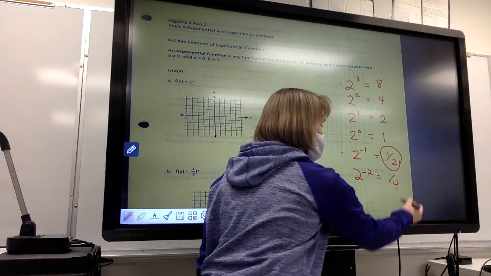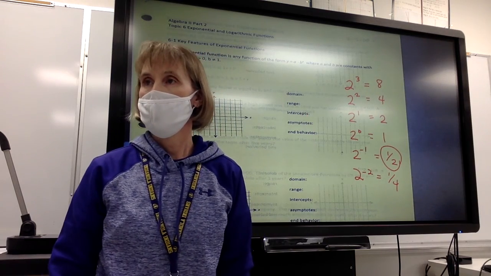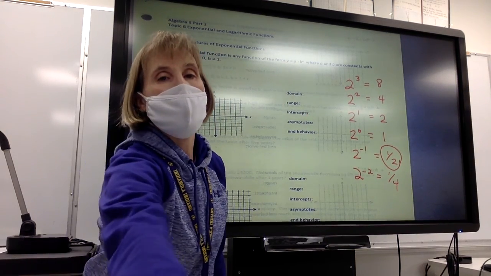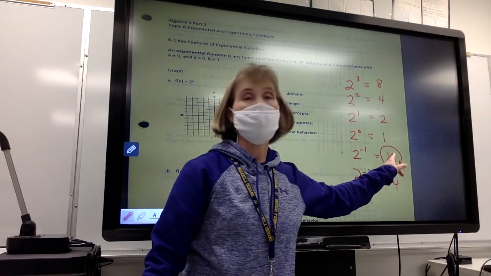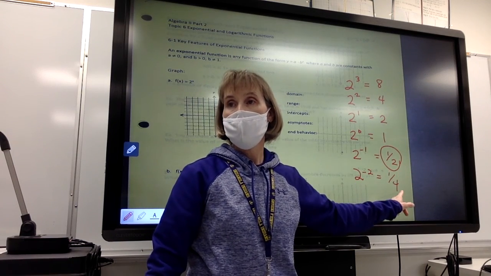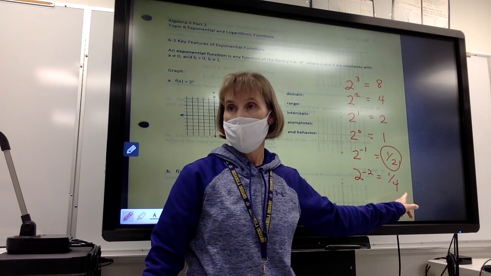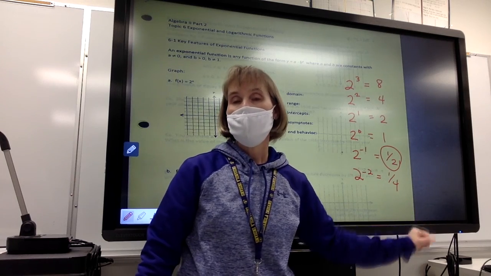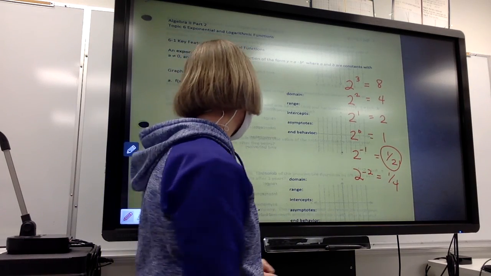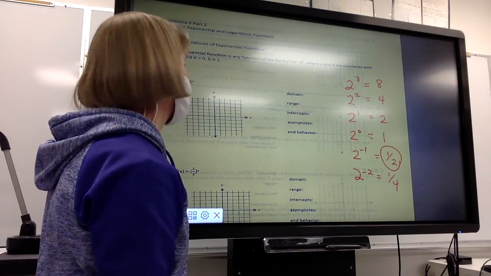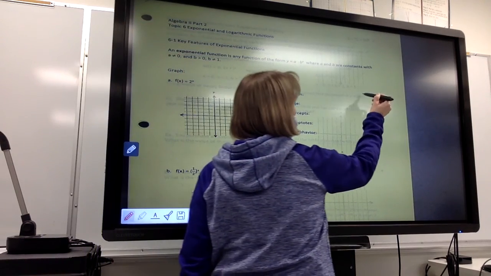Can you do a negative exponent on a calculator? Yes. And what it'll do is give you a decimal. It'll say 0.5, it'll say 0.25, it'll say 0.125. It'll give you a decimal. Okay? And you can do that. Now let's go back to our table of values here.